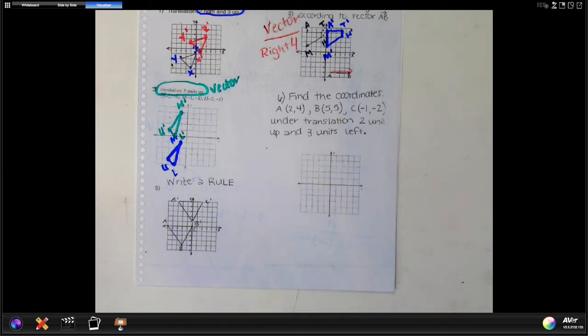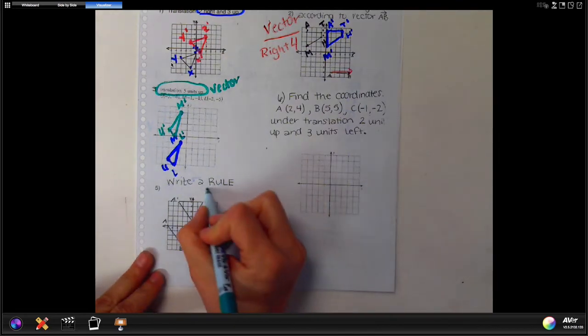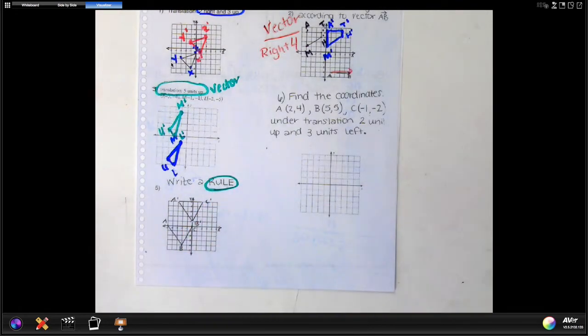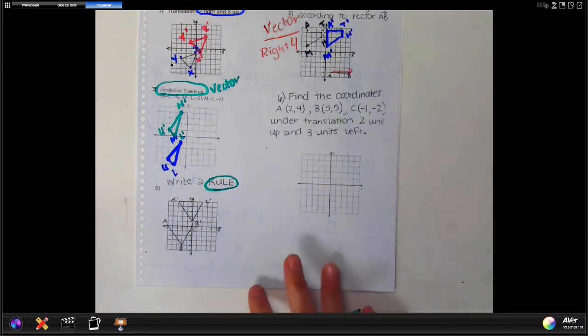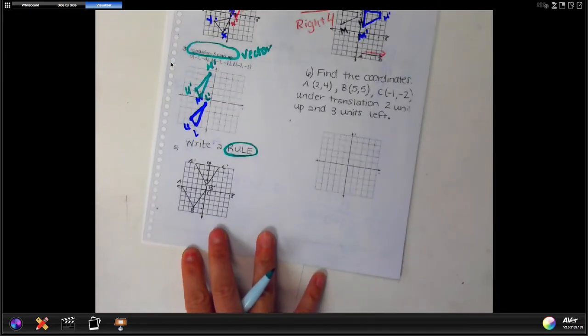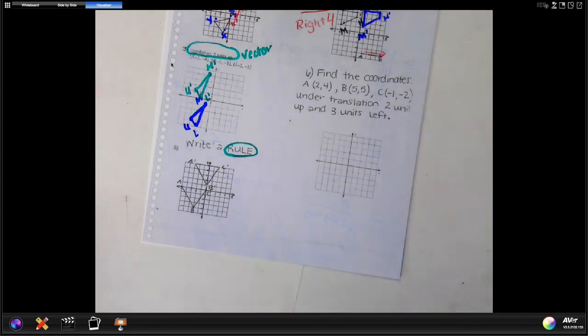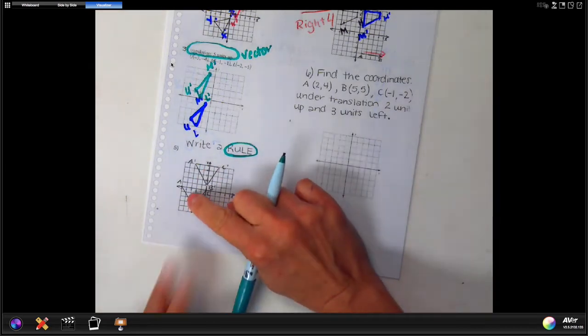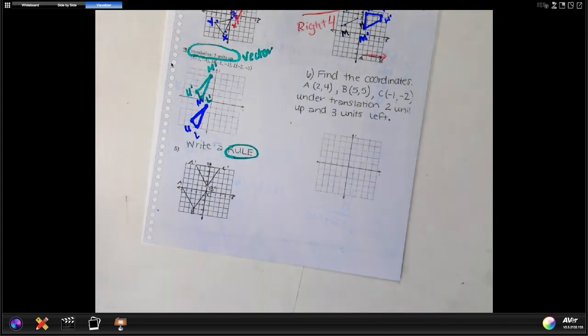Write a rule now, okay? The rule is to tell me the translation, and eventually we'll do the same for reflection and rotation. But right now we're only talking about translation. So when it says write a rule, you have to look at the 2 figures and tell me what's happening. Your first thing is identify which one is the original on here. Is the original your top triangle or your bottom triangle, and how do you know? What is the original one, top or bottom?